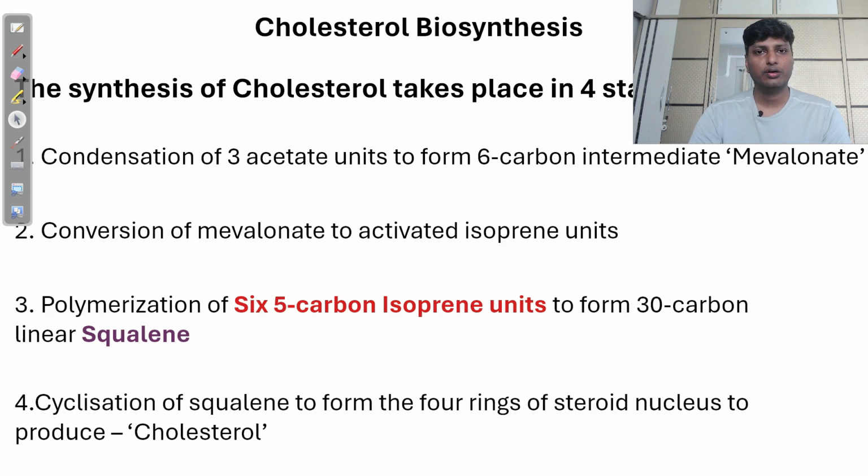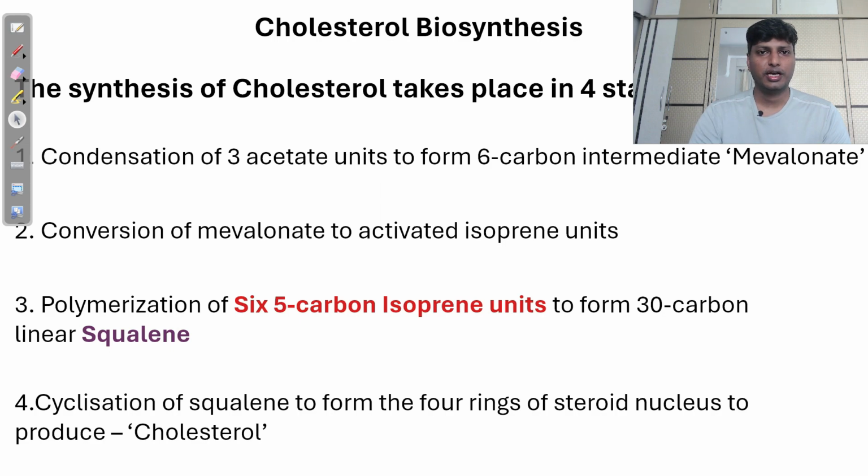So how is exactly cholesterol formed? Let us understand. So cholesterol formation occurs in majorly 4 stages. What are these 4 stages? In the first stage, there is formation of a 6 carbon compound known as mevalonate. We will see how the mevalonate is formed. In the second stage, there will be formation of activated isoprene units. So this mevalonate will further get converted to activated forms of isoprene units.